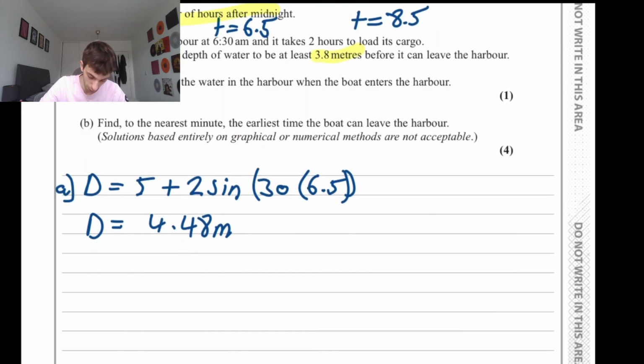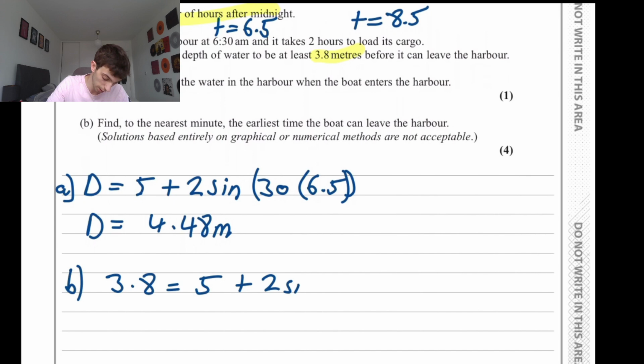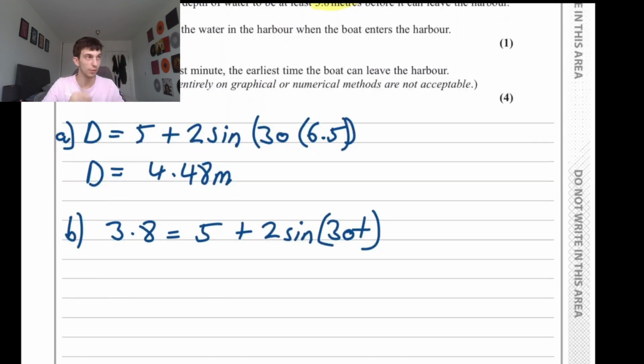So moving on to part B, we have to find, to the nearest minute, the earliest time the boat can leave the harbour. So when can it leave the harbour? Well, we know the depth must be 3.8 meters. So 3.8 will be equal to 5 plus 2 sine of 30t. Okay, so this needs to be the case. Now we have to find the times, the t values, when our depth, or d, equals 3.8.